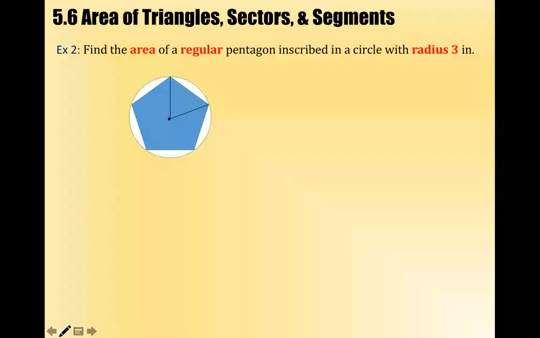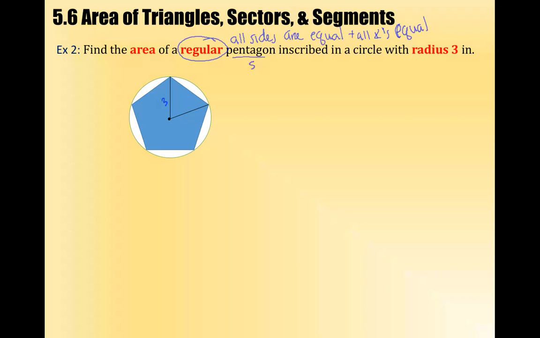Okay, let's keep going. So what about this one? Find the area of a regular pentagon inscribed in a circle with a radius of 3. If something's regular, that means all sides are equal and all angles, I guess interior angles and exterior. It's probably poor wording, that's okay. So the radius of the circle is 3. Pentagons have 5 sides, if that wasn't drawn for you.